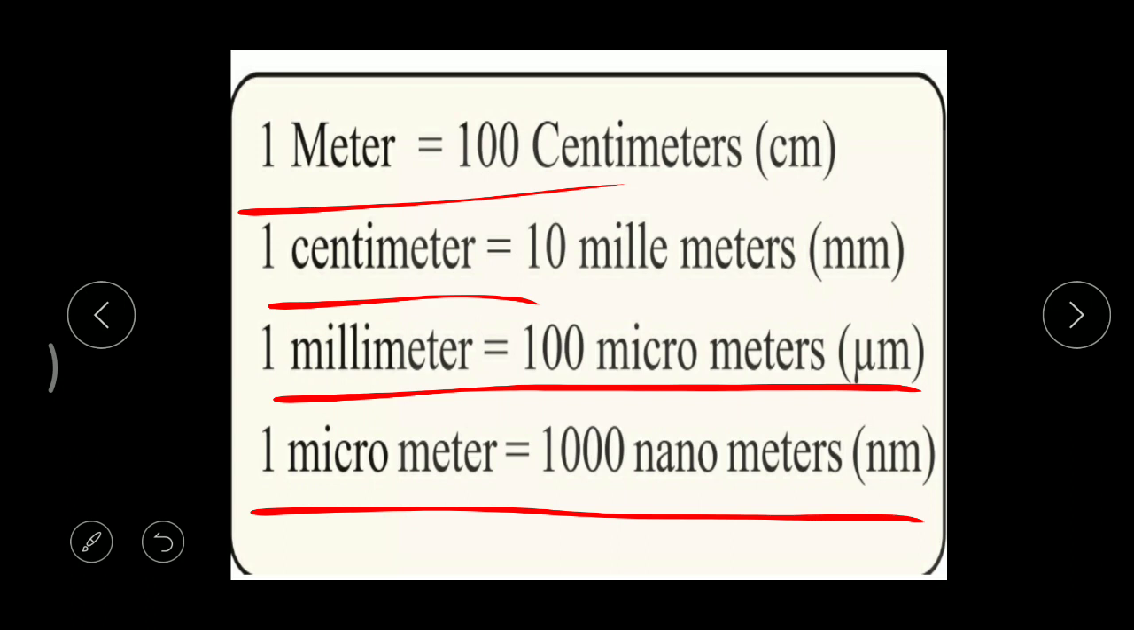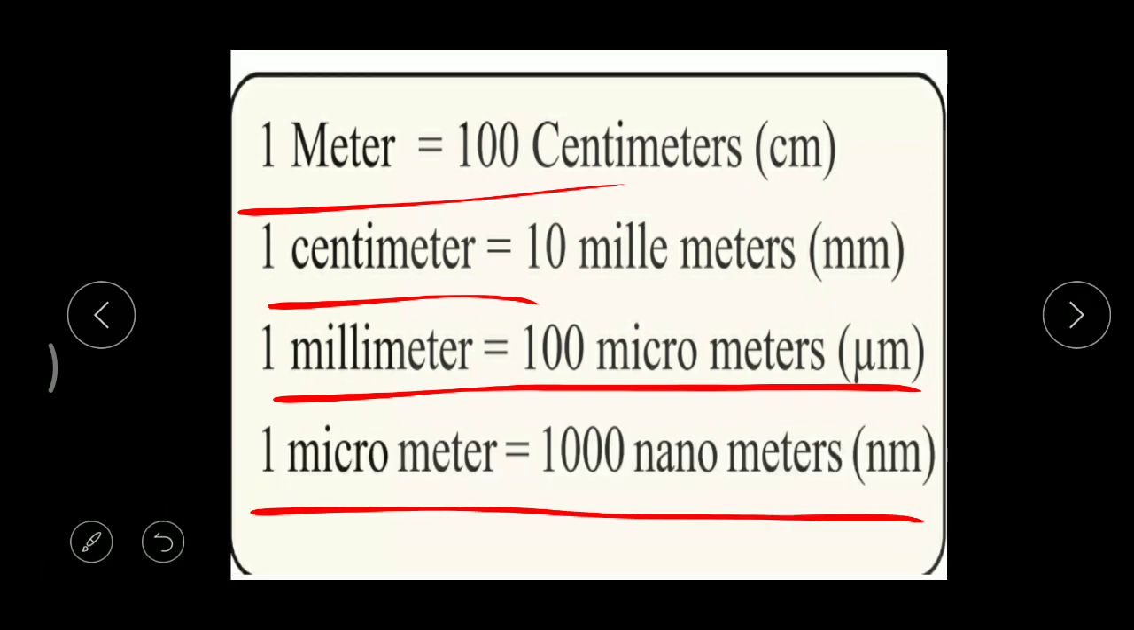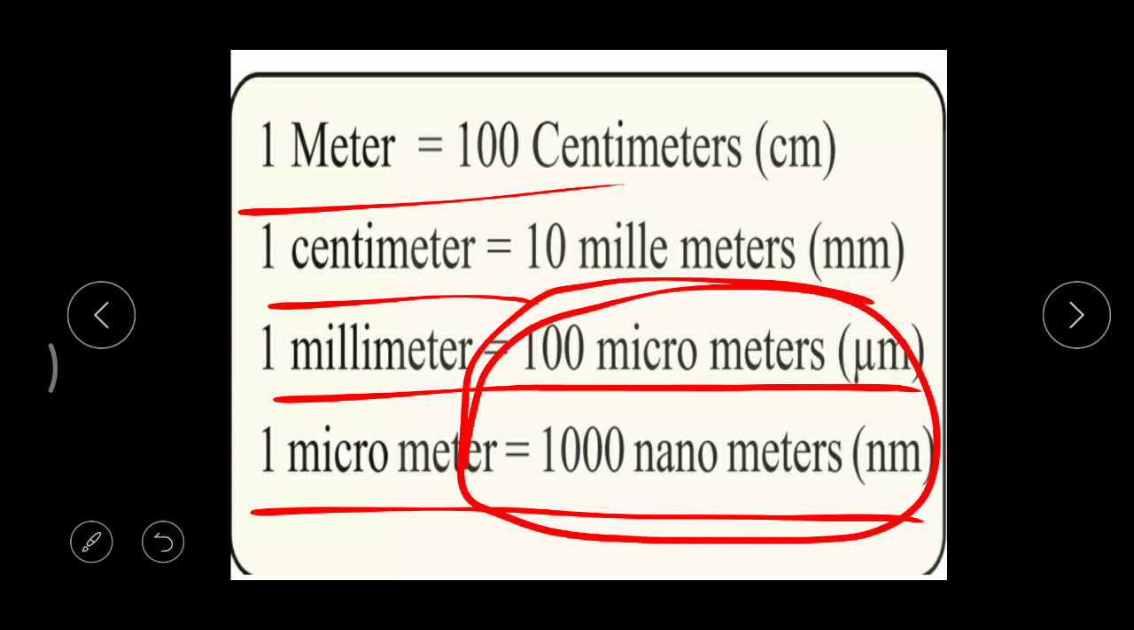So the size of organisms or cells can be measured by using these units: centimeters, millimeters, micrometers, and nanometers. Mostly microorganisms can be measured with the help of these two units. Right? Is that clear, children?